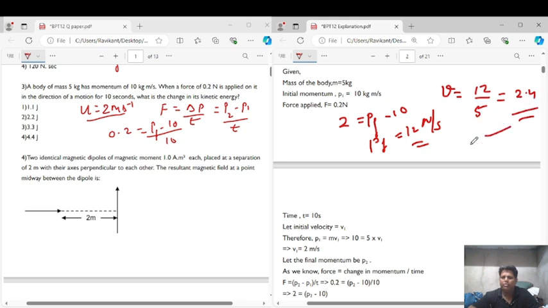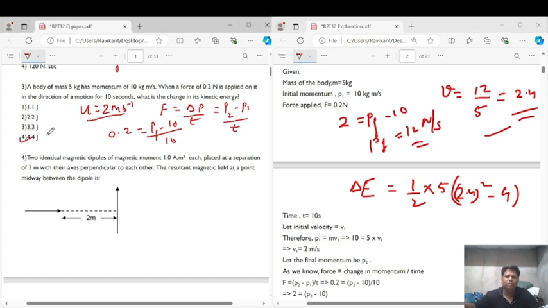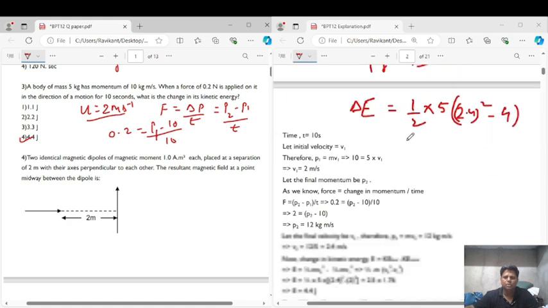Calculating final kinetic energy from here and initial kinetic energy from here and finding the difference, we'll get E, that is change in kinetic energy, is equals to half into m, which is 5, into v square, that is 2.4 square, minus u square, that is 4. Solving this, we'll get E is equals to 4.4 joule. So the correct answer for question number 3 is option number 4, that is 4.4 joule.